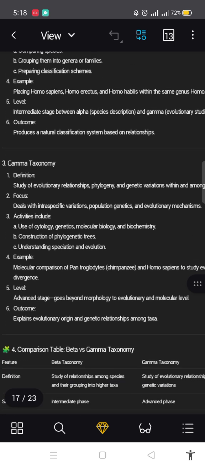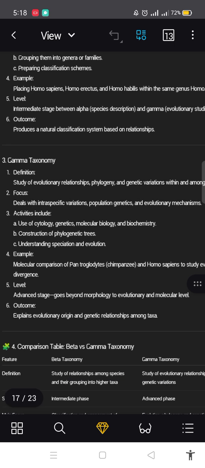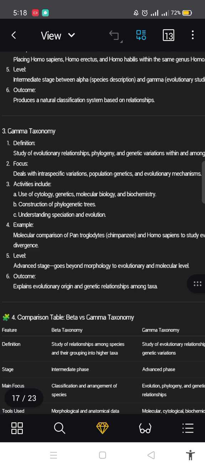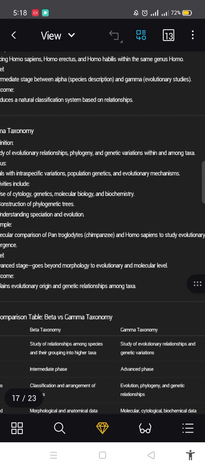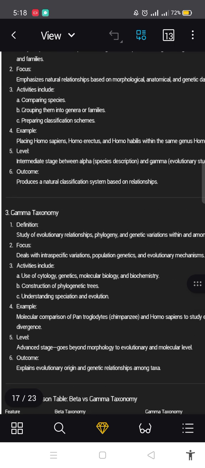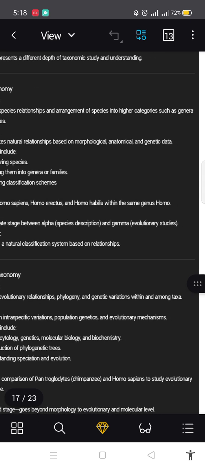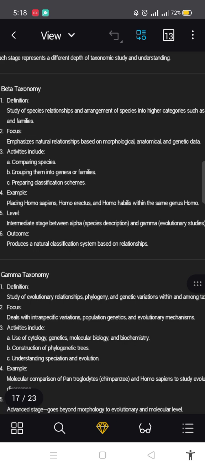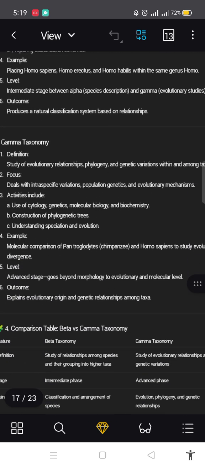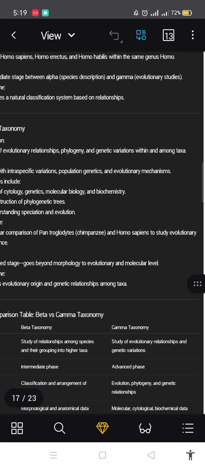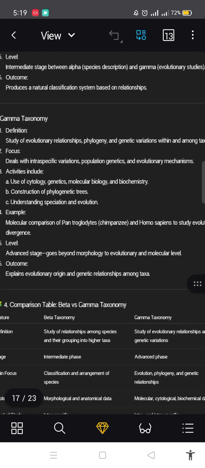Gamma taxonomy. Definition: the study of evolutionary relationships, phylogeny, and genetic variations within and among taxa. It is one level up from beta, which deals with the arrangement and relationships of species into higher categories such as genera and families.